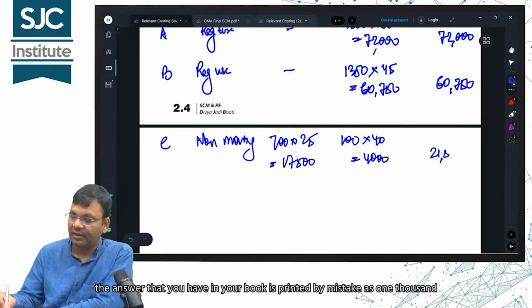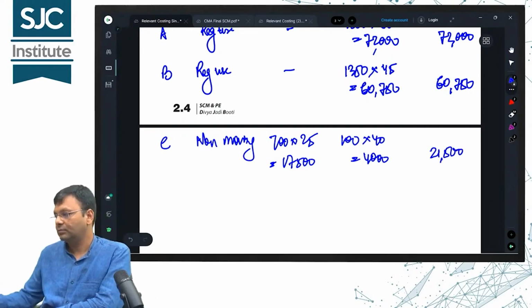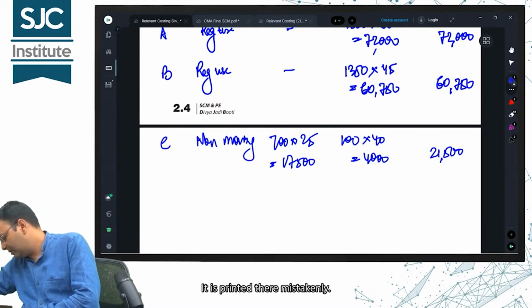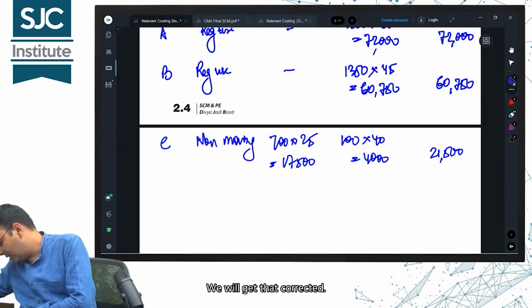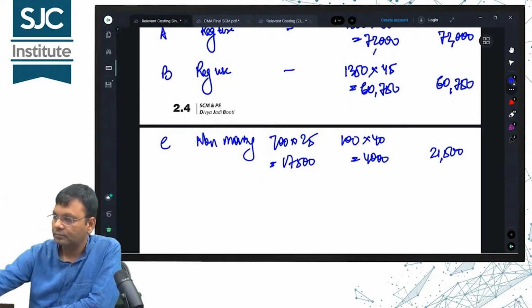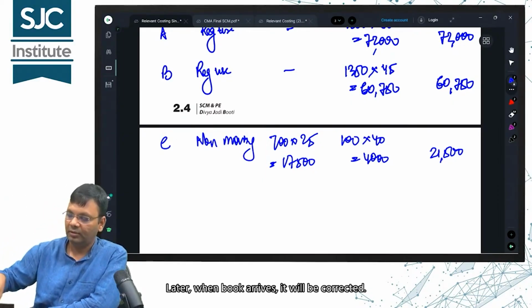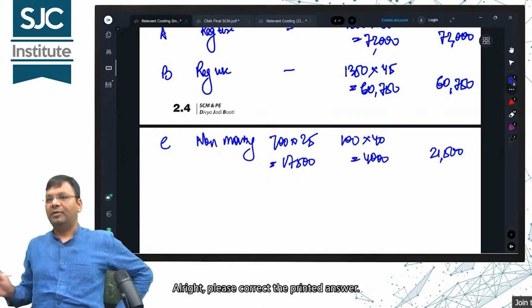The answer that you have in your book is printed by mistake as 1,000. It is printed there mistakenly. We will get that corrected later when the book arrives. Alright, please correct the printed answer.